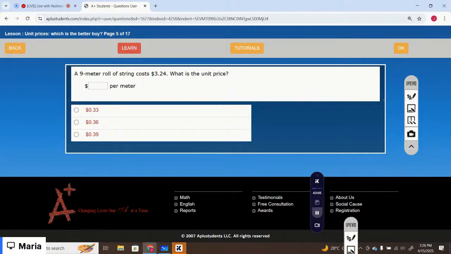Option number two is the correct option. That is $0.36. Option number two is the correct option.